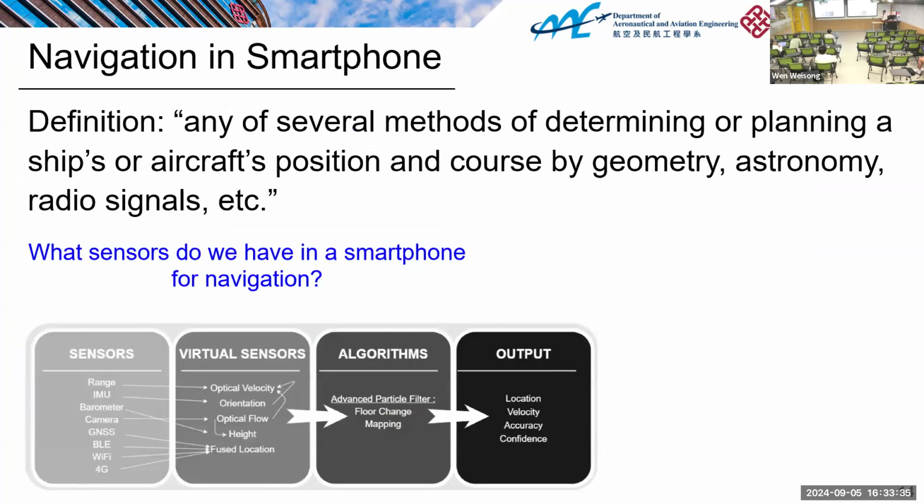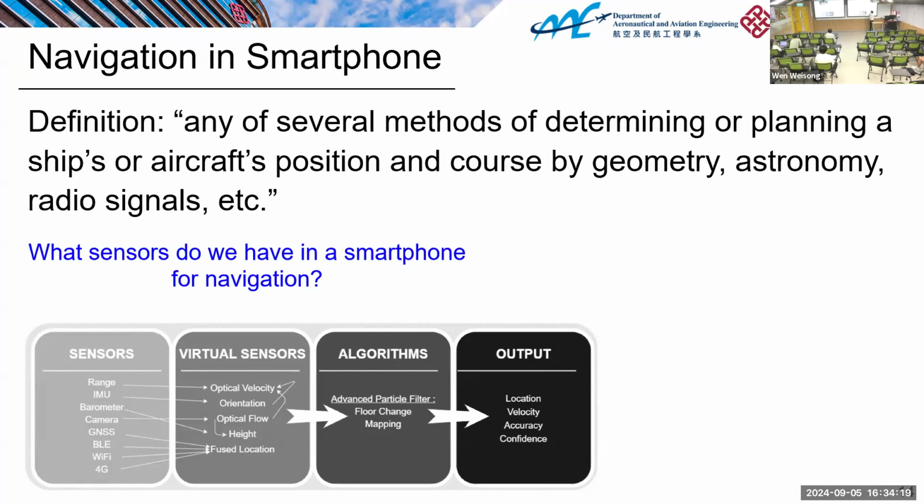For smartphones, as I just mentioned, we have a lot of sensors. At least we can count a range of them, for example the IMU, the inertial measurement unit, and also a barometer to measure altitude. We have the camera, the GPS, and the Bluetooth, BLE, and also Wi-Fi, 4G, and currently 5G, different radio signals that can all be used for positioning. Based on the raw measurements of these different sensors, we can get information like height, orientation, and optical flow. We can use algorithms such as particle filtering or Kalman filtering to fuse the different information.